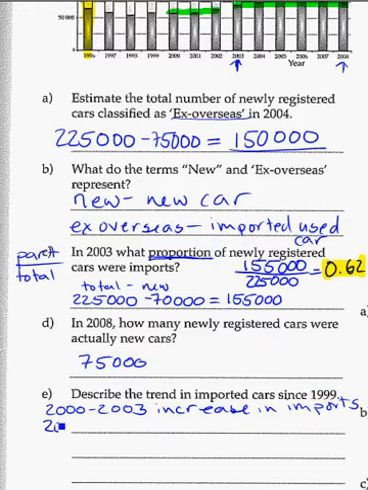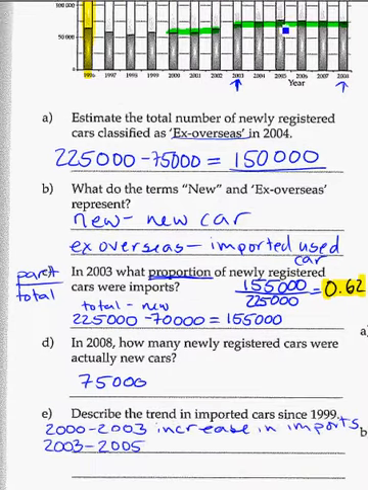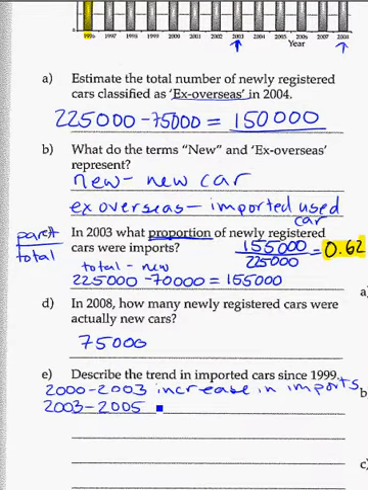Then from 2003 through to 2005, if we look at that graph again, we actually see it's relatively stable, it's steady, it doesn't really change. So that would be the trend we would describe. The number of imports is relatively stable.